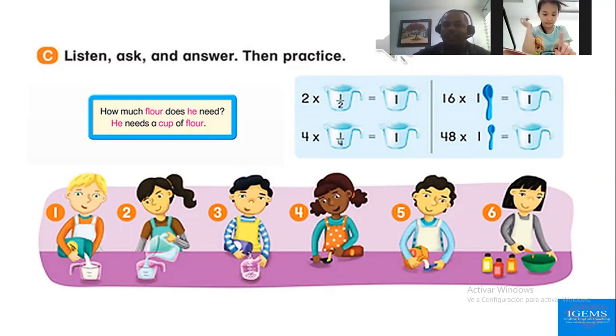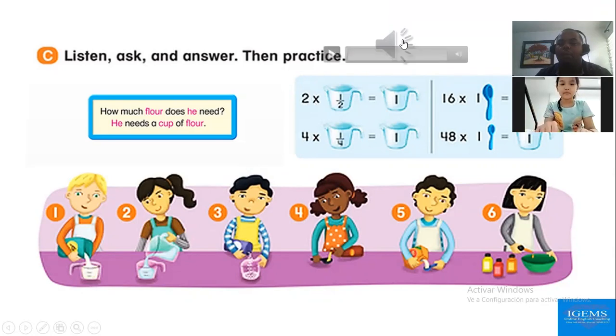One cup of flour. Okay, look at that. So here we have like two. Let me just tell you, here we are having pretty much like the multiplication. Let me just play the audio for you so you can listen to this.